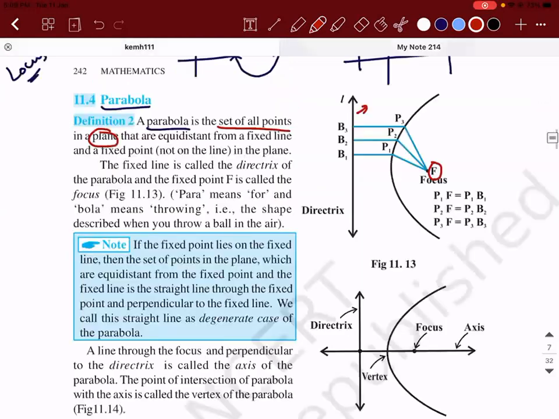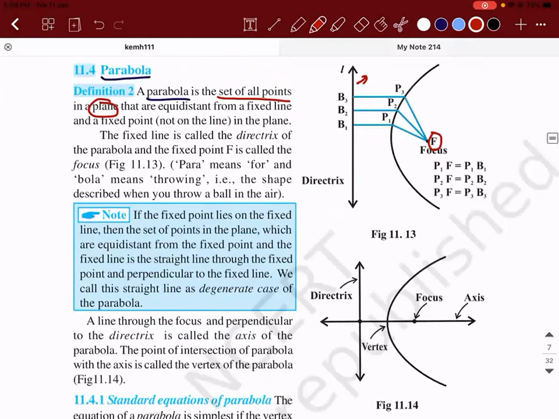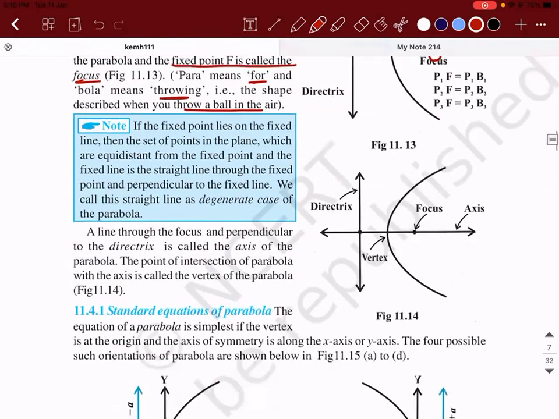Now you will understand it. The fixed line is called the directrix of the parabola. The fixed point is called the focus. Para means for and bola means throwing. That is the shape described when you throw a ball in the air. Now you got your answer from physics. When you throw a ball obliquely, or even horizontally, the shape followed will be like this. This shape is what they call a parabola. If you give me a confirmation you're clear till this point, I'll go into the mathematical details.